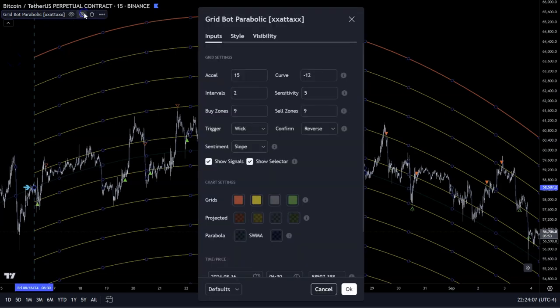And we can do any combination of these two. We can do close, reverse. We can do close, touch, and any combination.